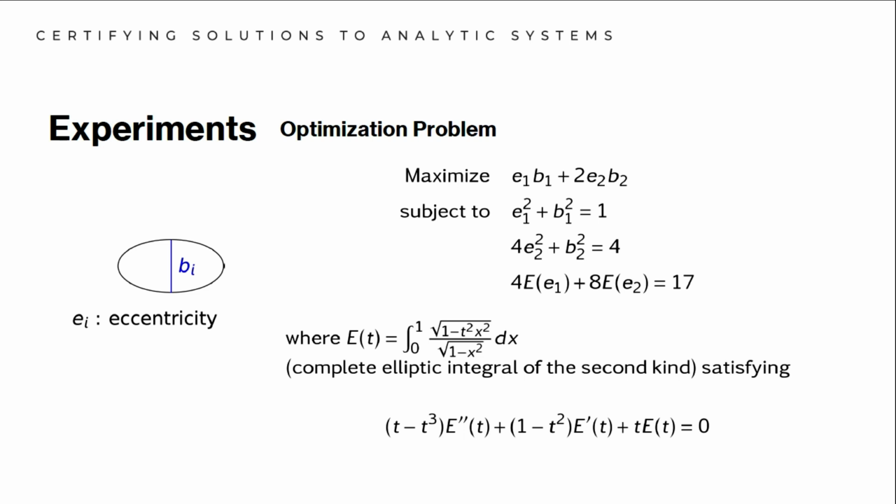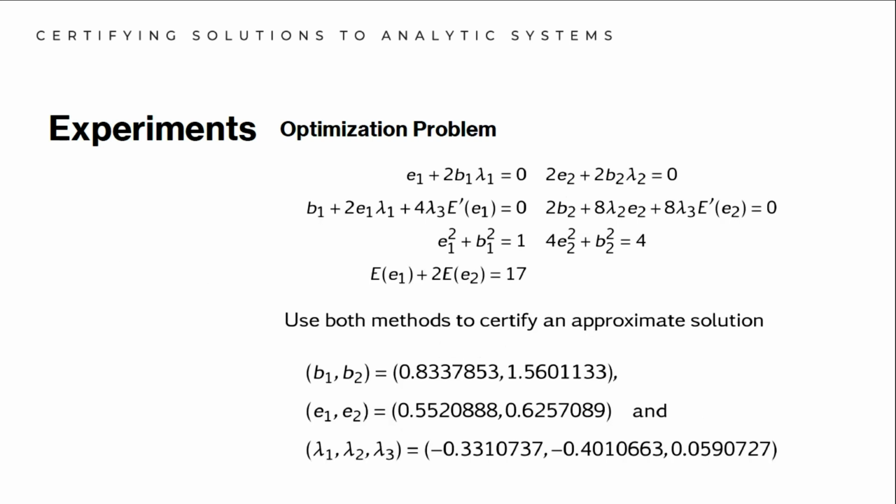But in order to solve this one, we just consider the Lagrange multiplier. So we introduce three more variables, lambda 1, lambda 2, and lambda 3 in here. Now we have 7 equations with the 7 variables, so this is a square system. Now we solve this system using some numerical solver. Now we have this approximate root. Then we are going to use a Krawczyk method and alpha theory to certify this root.